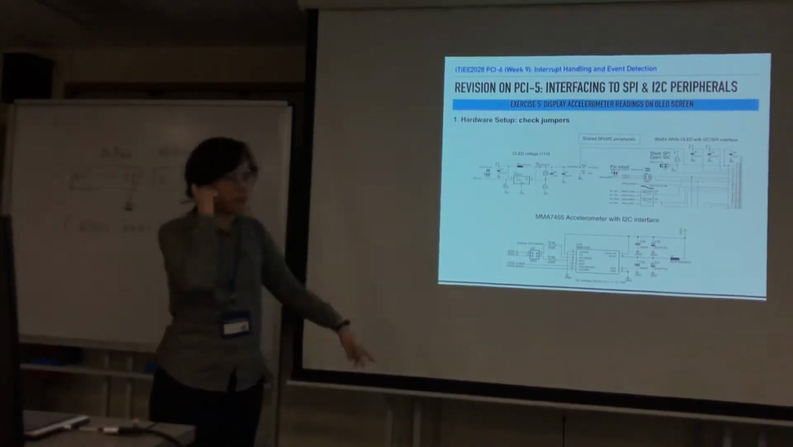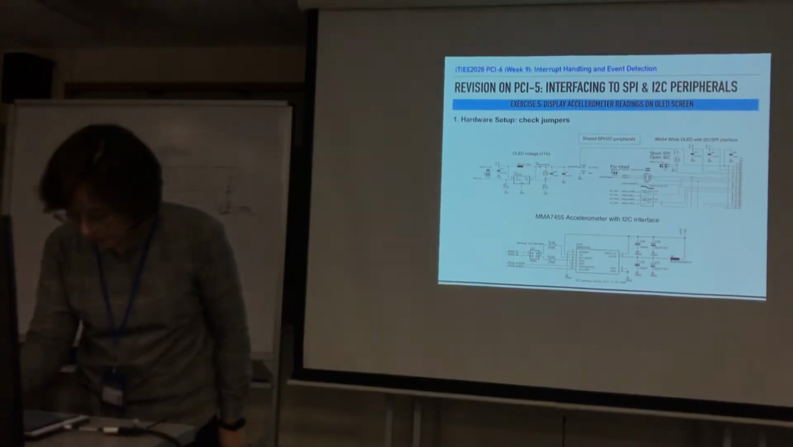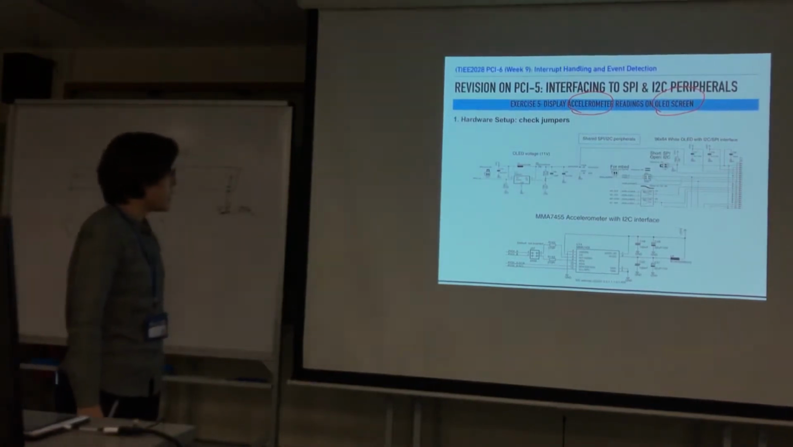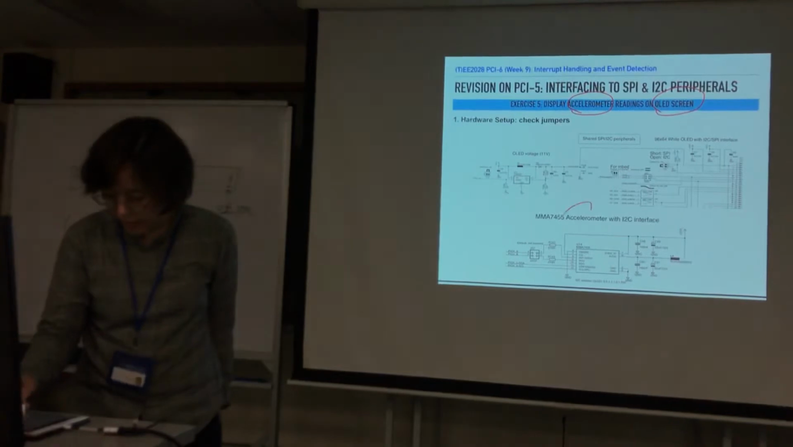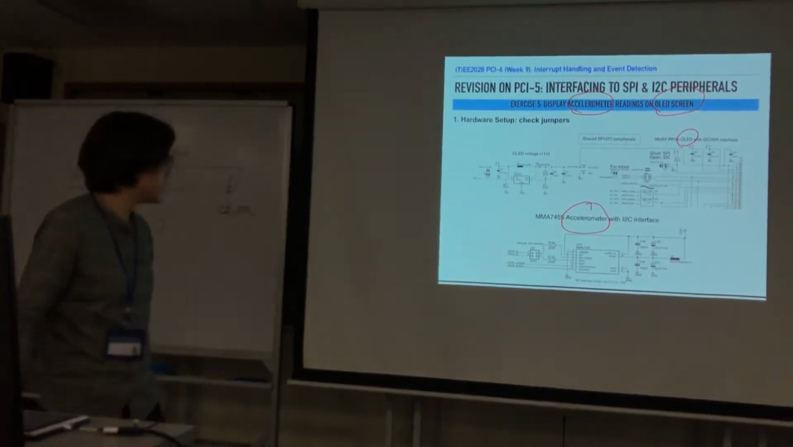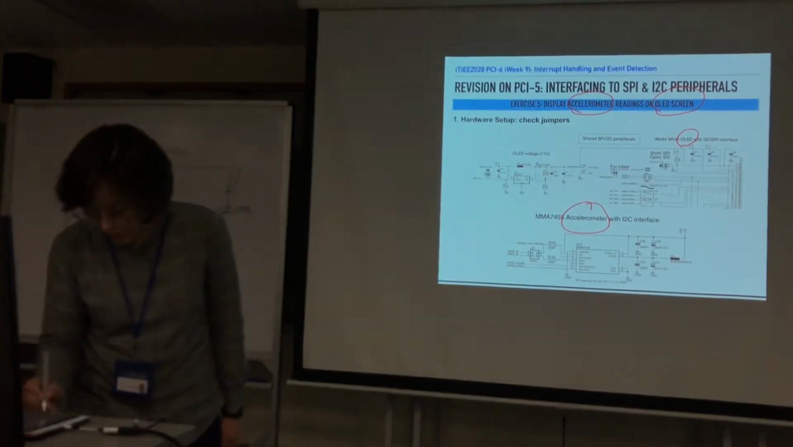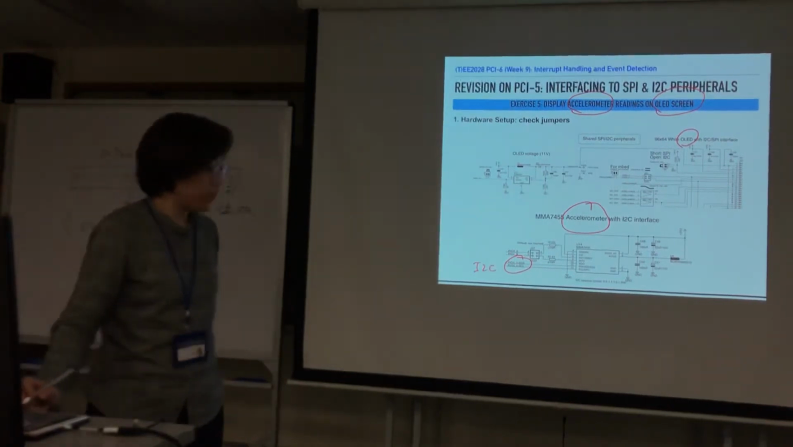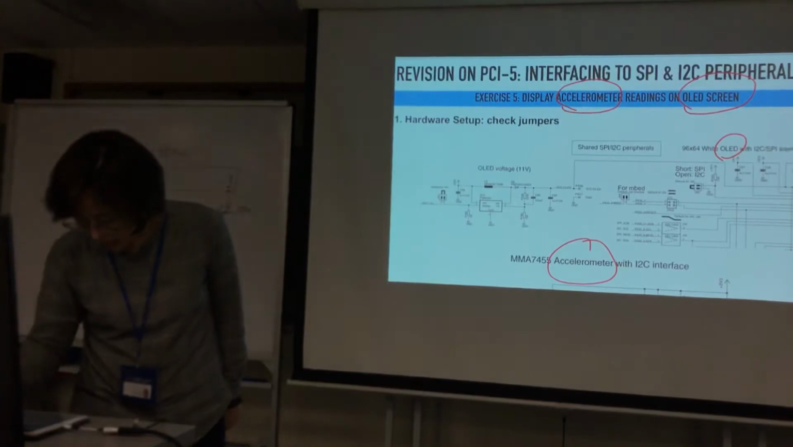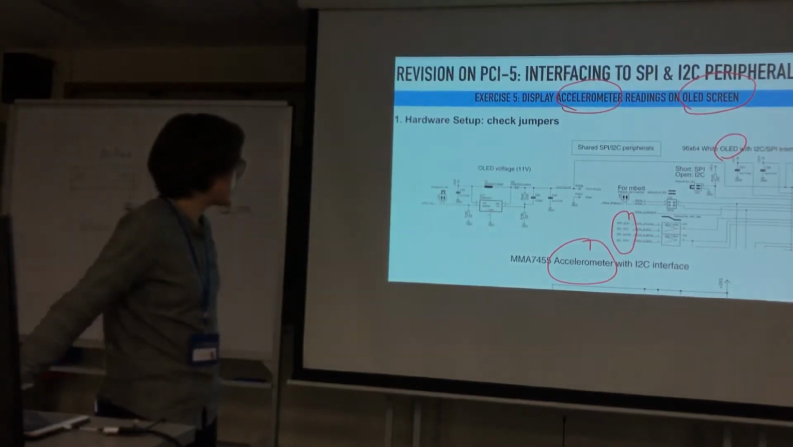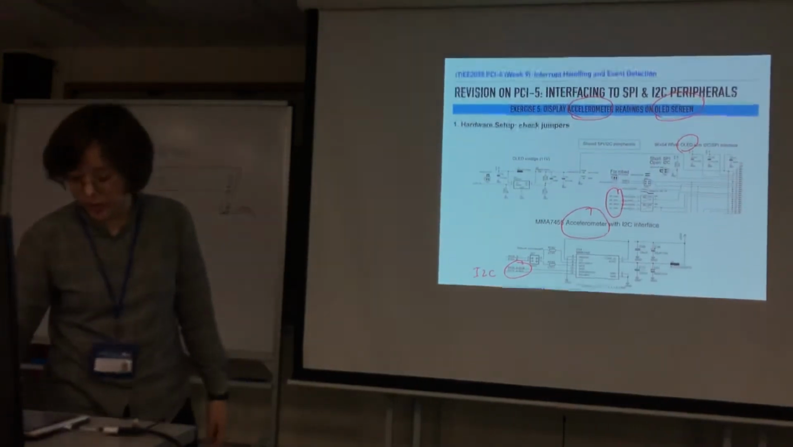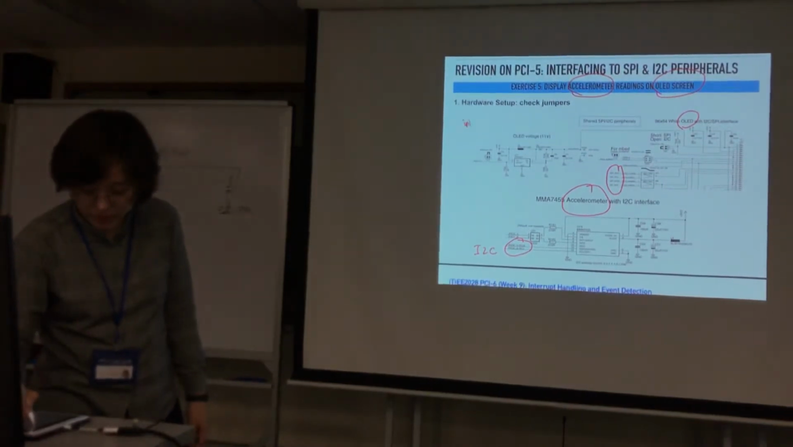So again, here you have two devices. You have accelerometer, you have OLED. Okay, and this is a schematic for accelerometer, this is a schematic for OLED. So if you look at your accelerometer, it is actually running using the I2C interface. And if you look at your OLED, it's actually running in SPI interface. So to do this exercise, you need both init I2C and init SSP.